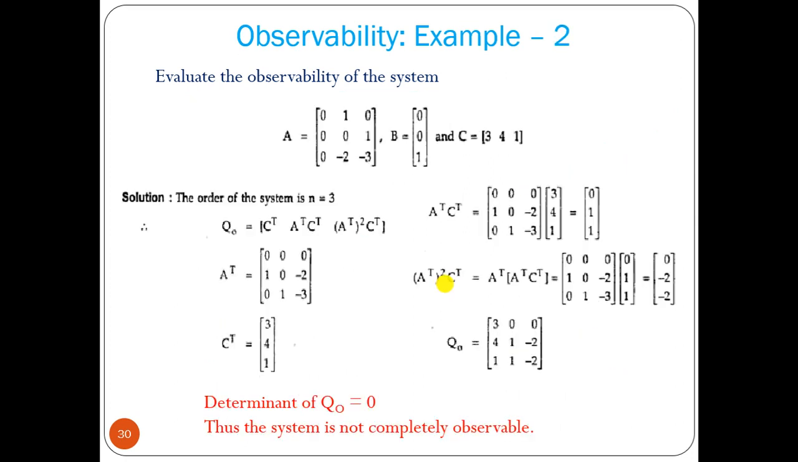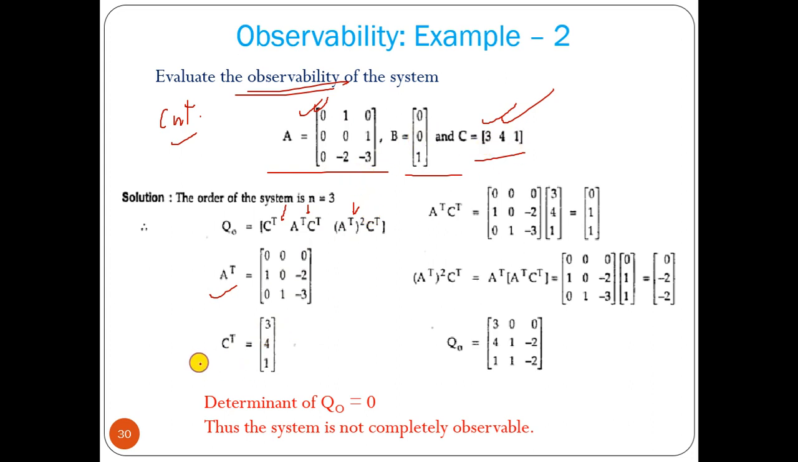Now let us solve another problem. Here we have A, B, C matrix, but we require only A and C if we want to find observability. For the same problem, if you want to find controllability, we have to use the A and B matrices. That's all. So here we have 3 cross 3, so we require 3 columns: CT, ATCT, (AT)^2 CT. So ATCT we can find using the AT value. So the first row becomes the first column, second row becomes second column, third row becomes third column, and this is CT.